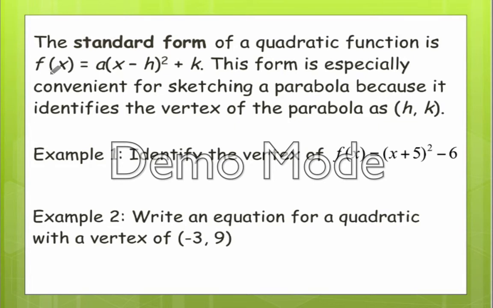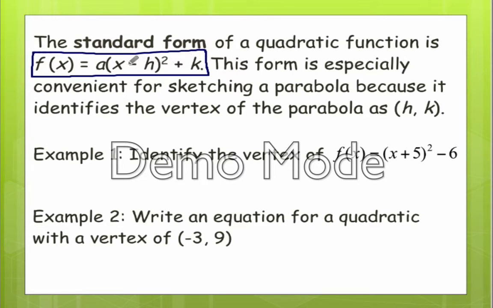Vertex form is f of x equals a times the quantity x minus h squared plus k. This form is especially convenient for sketching the graph of a parabola because you can quickly identify the vertex of the parabola as h comma k. So when the quadratic's in this form, you can simply look at it and pick out the vertex. So the vertex is h comma k.